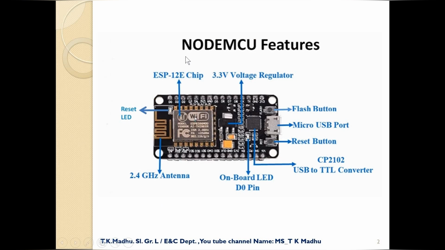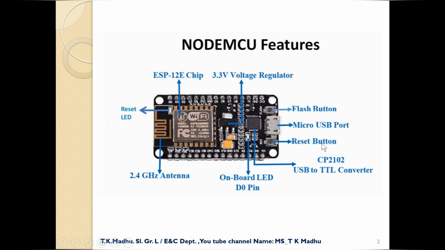And here once again you can see the features of NodeMCU. They have given a chip number, and the working voltage for this NodeMCU is 3.3 volt. The regulator has been shown in the board, and this is the flash button. Sometimes when you are downloading the program, we may need this flash button. And there is a micro USB port, just like a mobile, not the C port, a small mini port. With the help of a mobile charger we can provide power supply to this.